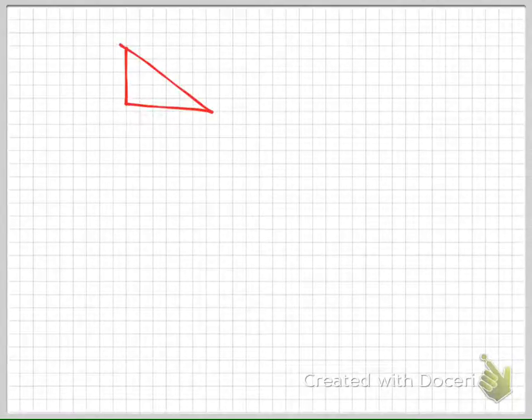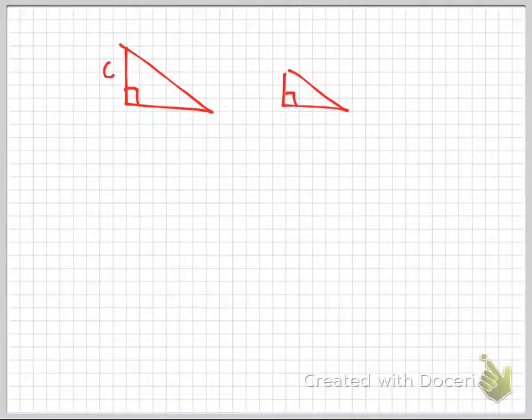Okay, writing a proportion. Here's the deal. If I have two similar triangles, similar as in they look the same but they're different size. Similar means same shape, just different size, right? Let's say I have this one here, and I tell you that it is similar to this one. They're similar, same proportions.